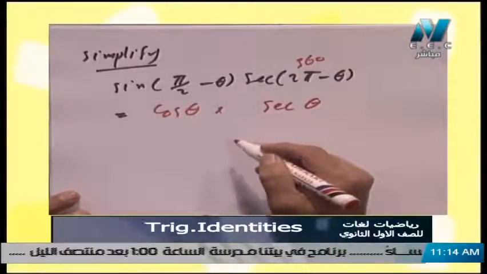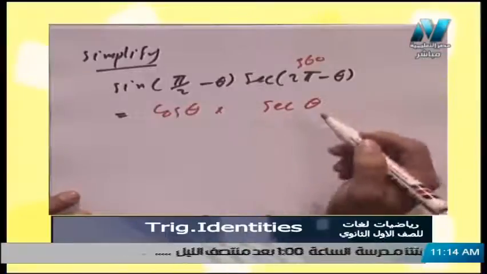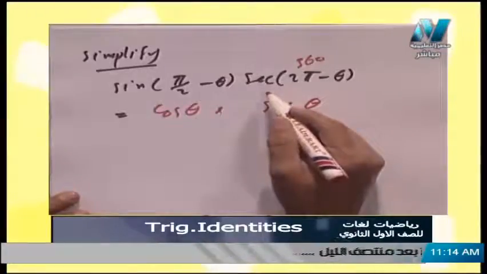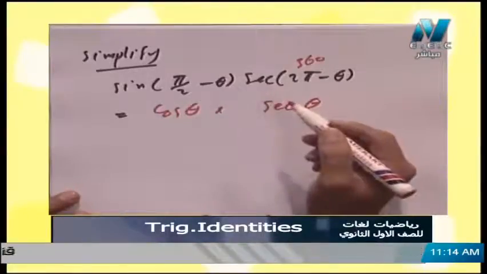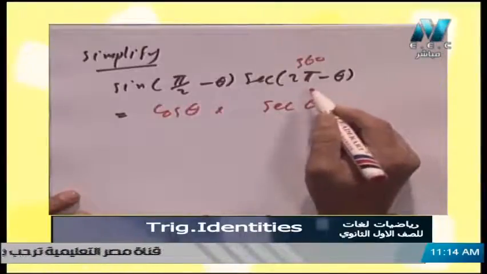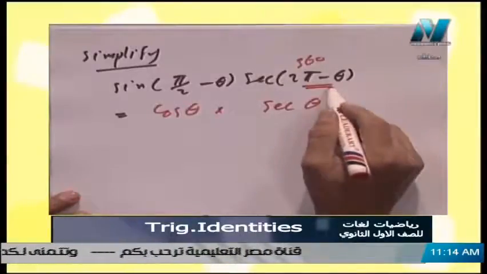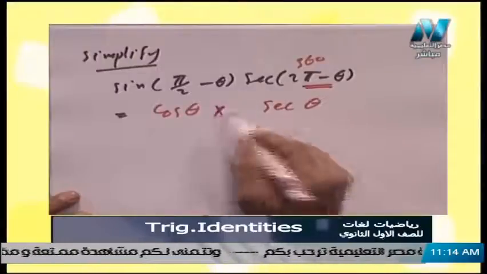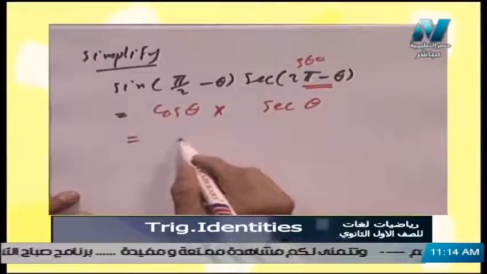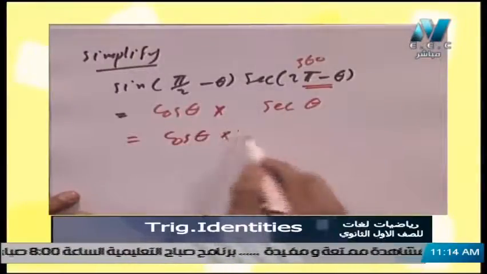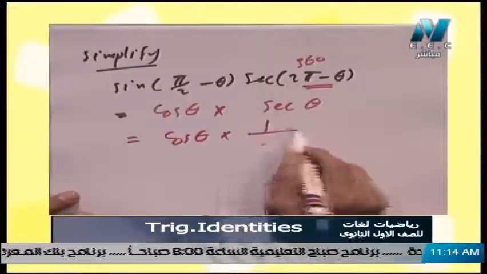But let us check the sign, negative or positive. Sec is the reciprocal of cosine, and cosine in the fourth quadrant is positive, so it's just sec theta. So cosine theta times sec theta, the reciprocal of cosine itself.